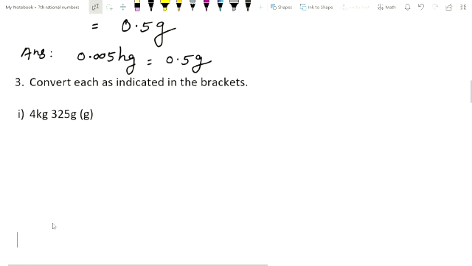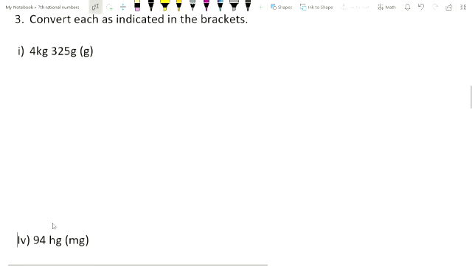Okay. See the next one. Convert each as indicated in the brackets. See here: 4 kilogram 325 gram. So here in the bracket what is given? Gram is given. So kilogram we are going to convert into gram.